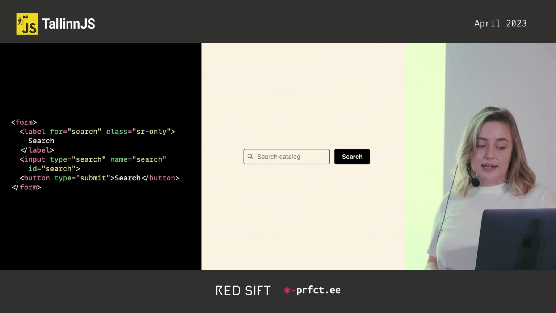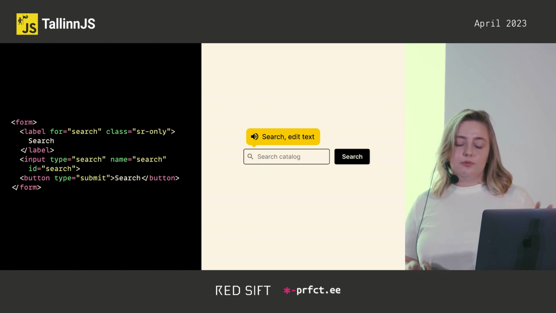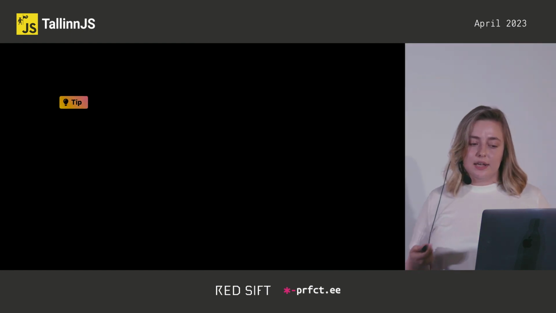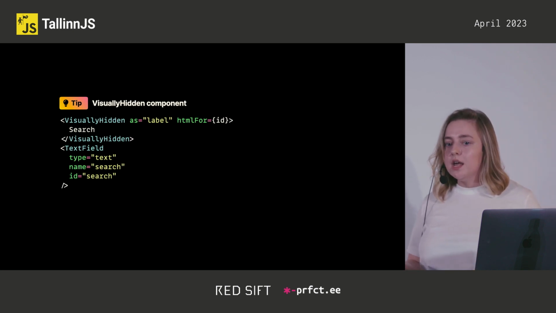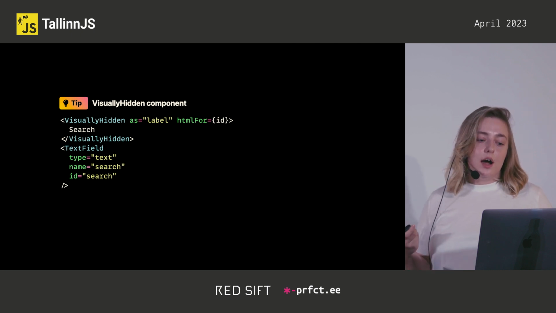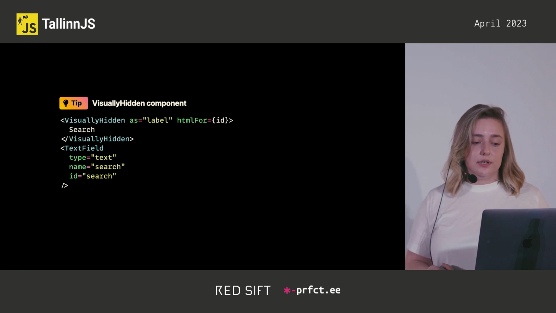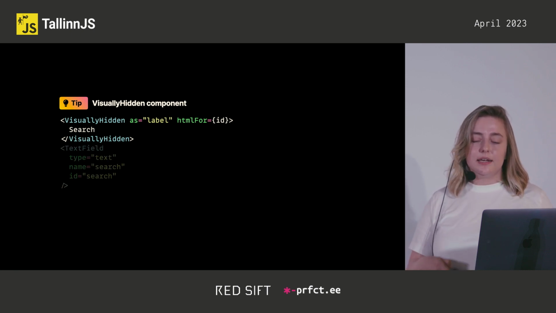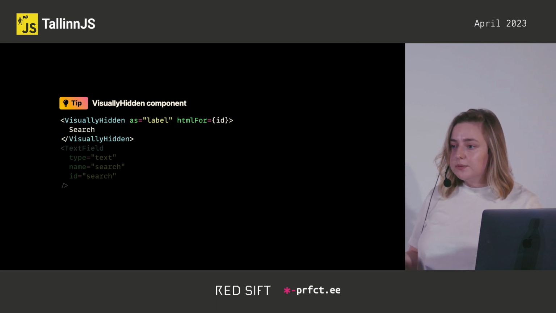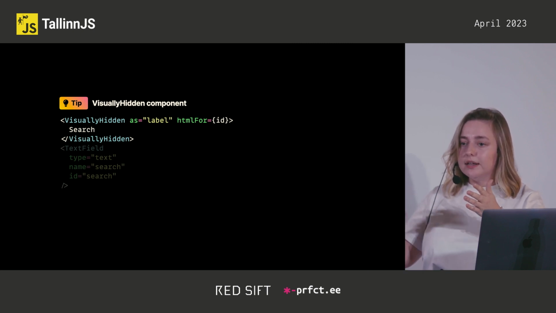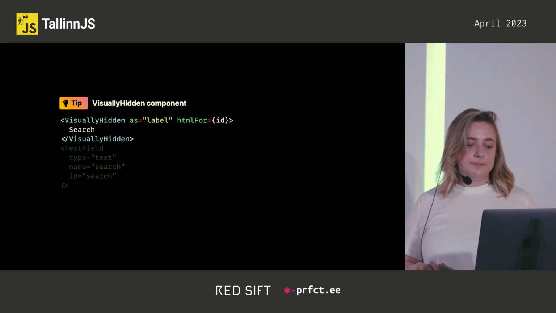So we can do something like that, and then this label will be linked, and it will say "search edit text". One really neat tip, if you're using React for example: I like to create a visually hidden component that I can use in all of those cases where I want to display something only for the screen readers, but not visually. So it can be used something like that, and you can make it display as anything you want. It's really useful, for example, in icon buttons where you render an icon, and then you can render a visually hidden label near it. That won't be visible, but will still be there for semantics.